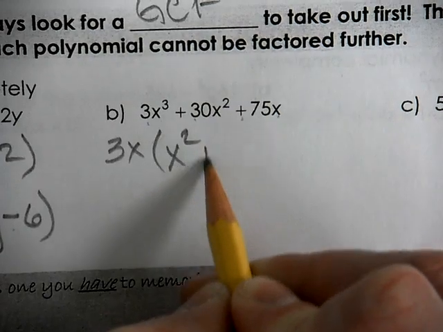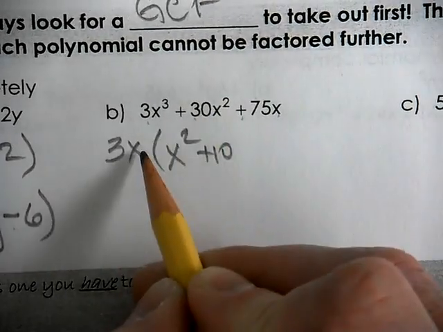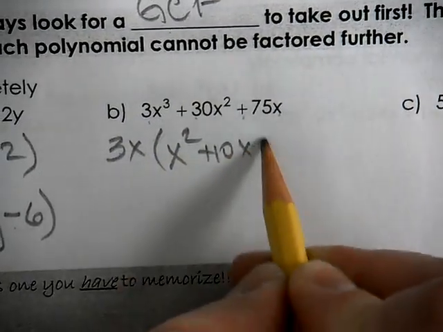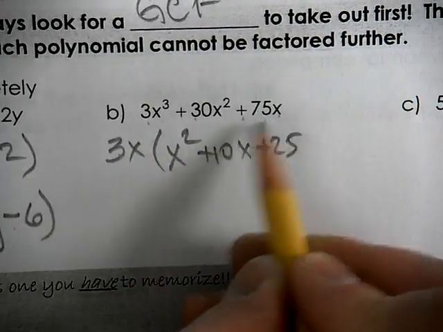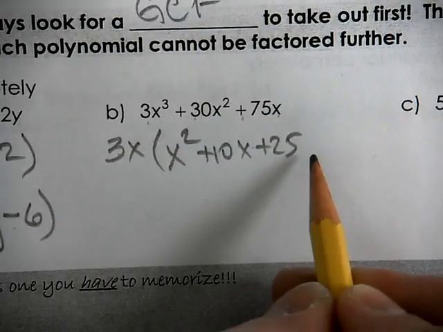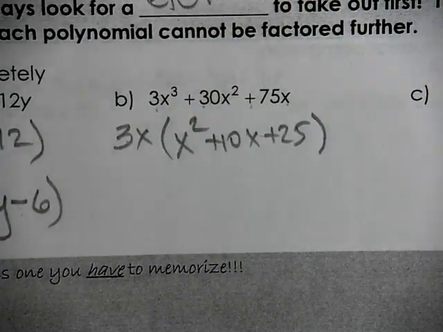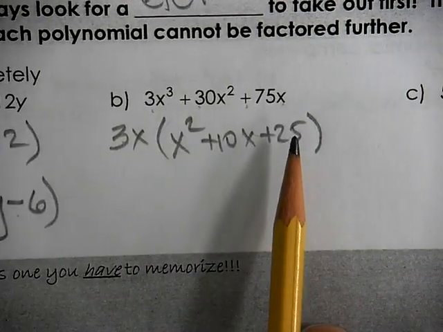3 times 10 makes 30. I took one of the x's away, so that left me with just an x. And 3 times 25 makes 75. I took an x away. That leaves me with no more x's. So this is a GCF times a trinomial.